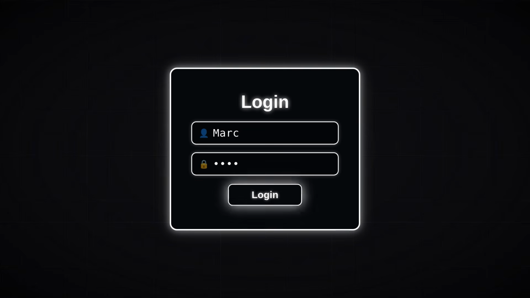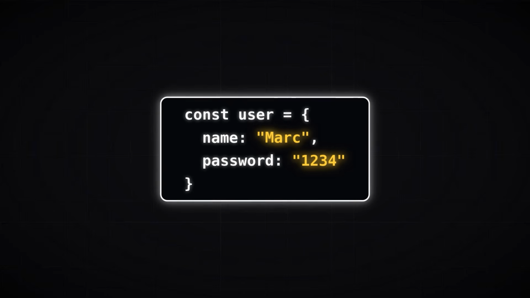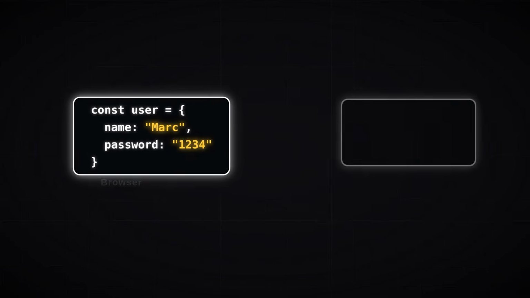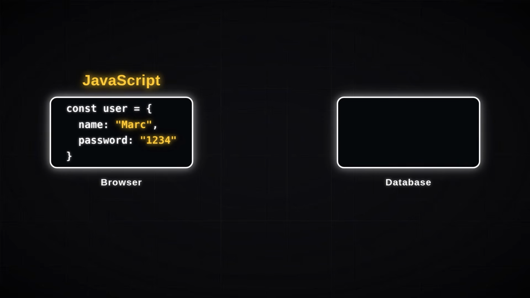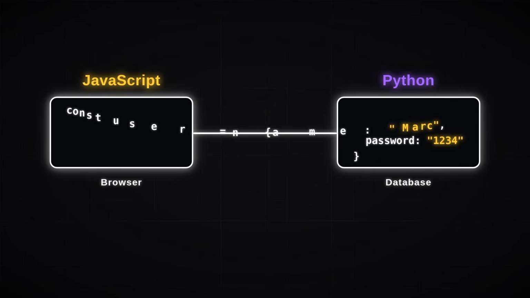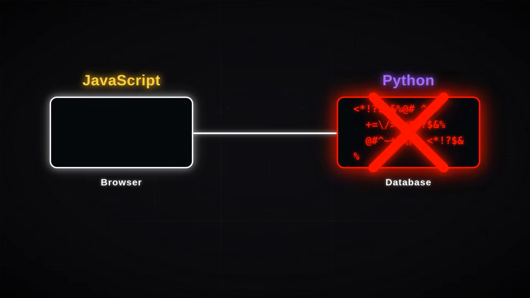The second you click Login, here's what happens in the background. Right there in your browser, your username and your password get turned into a JavaScript object, and only JavaScript understands it. But here's the catch. Your browser runs on JavaScript. The database on the other side runs on Python. So if your browser just took that JavaScript object and handed it straight over, Python wouldn't understand a single thing. It can't read JavaScript, so the data would be useless.